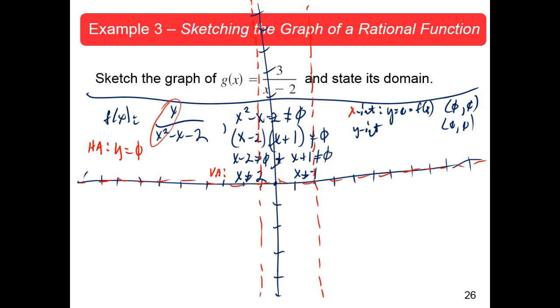Plug in some numbers. I would like you to tell me numbers you'd like to plug in. 1 looks like a good one. That will tell you what's going on between your x and y intercept and your right-hand vertical asymptote. Any others?